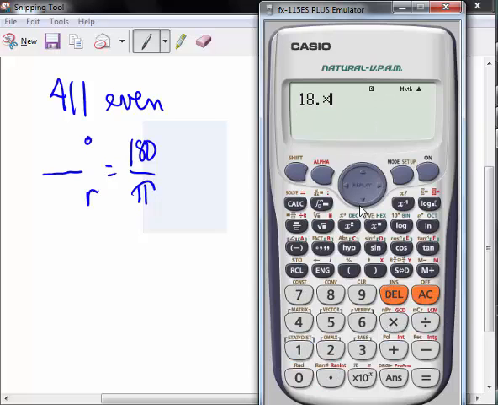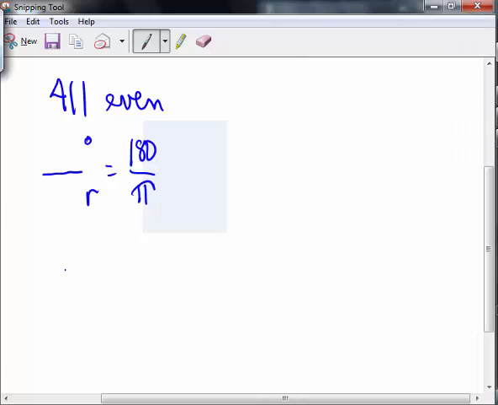times 0.7 times pi, and then divide that by 180, and we will get 0.326, 3 sig figs. Number 4, now we're converting from revolutions, so revolutions to radians.